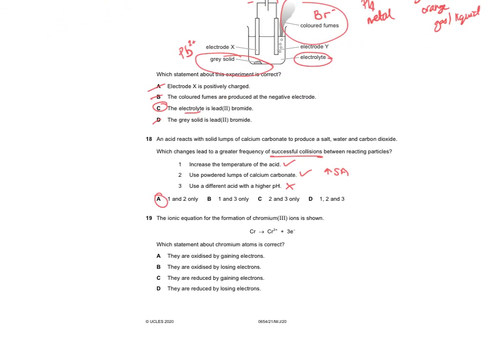The ionic equation for the formation of chromium ions is shown. What statement is correct? So, oxidation is loss of electrons, reduction is gain of electrons. Okay, so this is wrong. Oxidation is not gaining electrons, and reduction is not losing, so that's straight away wrong. So then what is happening to it? The electrons are on the right-hand side, so that means we've ripped off 3 electrons, and those 3 electrons are now on their own. So we're going from chromium to chromium 3+, it's lost electrons, so it's oxidized.